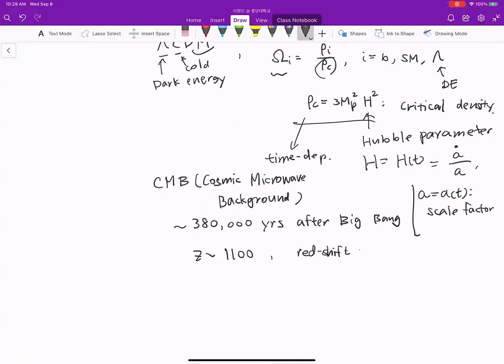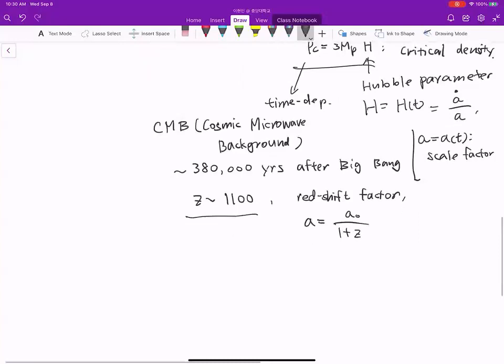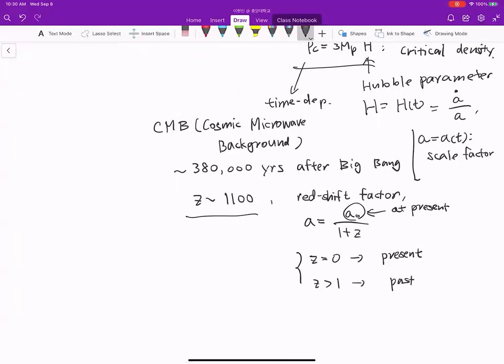And z means the redshift factor, which is defined by the scale factor. The scale factor is a function of time, but it can be written down in this way. This A0 is the size, the radius of the universe at present. So z equal to zero is our current time, at present. z greater than zero is the past. So z equal to 1,000 is when the radius of the universe is one in a thousand. That is very small, so our universe is very small.